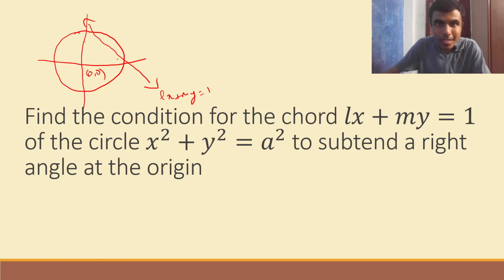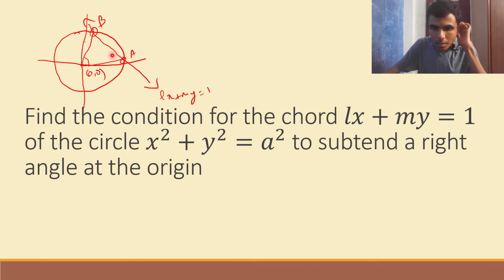What does it mean is, see, a chord meets a circle at 2 points. So take this point as A and take this point as B. This is a rough diagram, so it will not be exact. So this chord should subtend a right angle at the origin. So this angle, they want it to be 90 degrees.